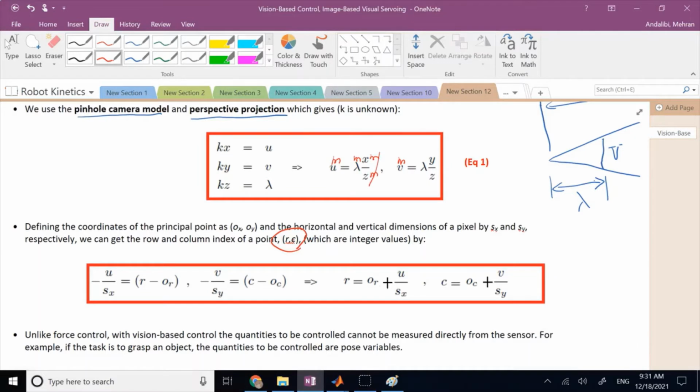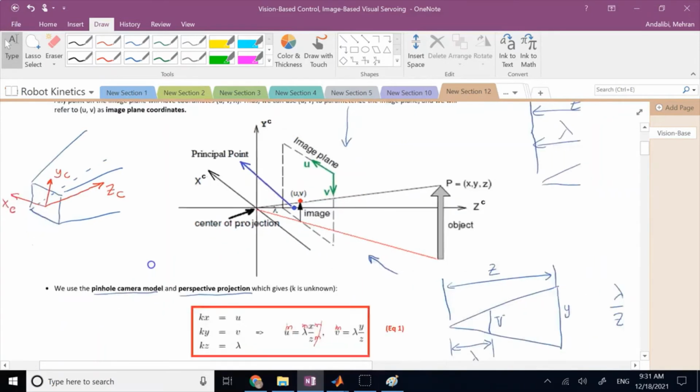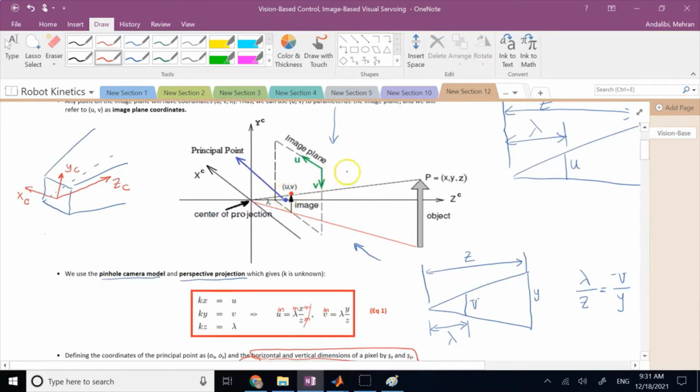So how do you do that? To do that, we need two pieces of information. One is Sx and Sy. What are these? These are the dimensions of basically what we call your CCD, the sensor that receives all of these light intensities and converts them into a number, right? For either the red component, blue component, or green component.